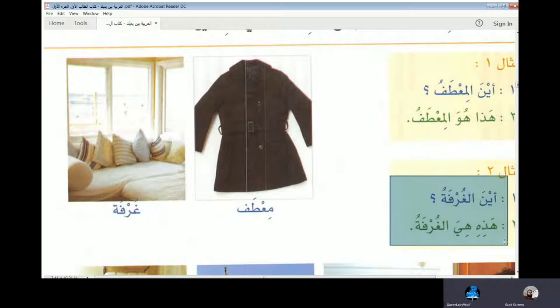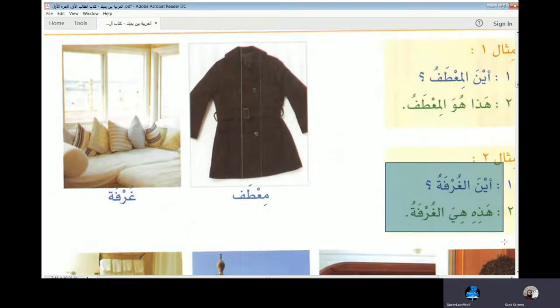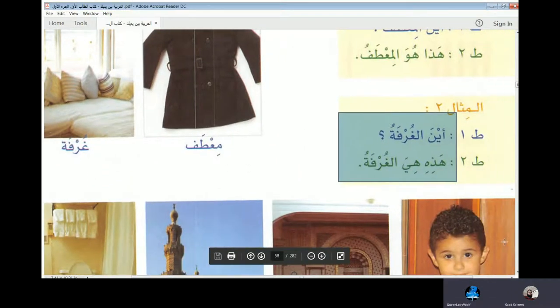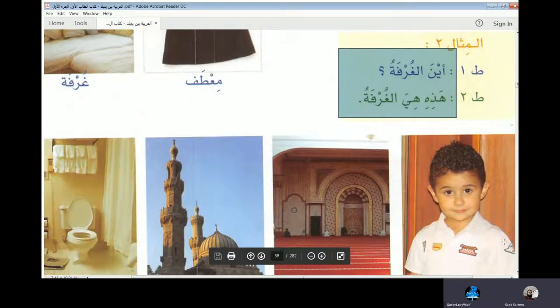Certain words can be double in meaning depending on the context. Here, hiya means it in this sentence. So huwa and hiya can also mean it. So hazihi hiya al-ghurfatu. This is the room. You can say, here it is the room.